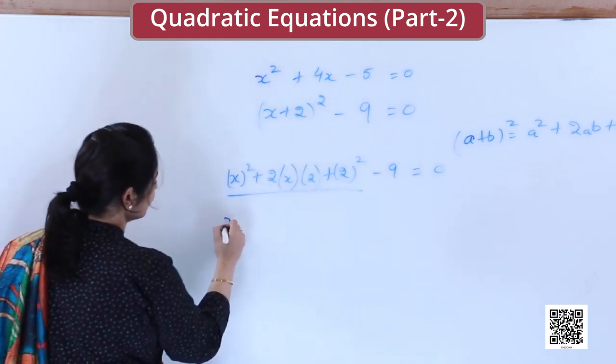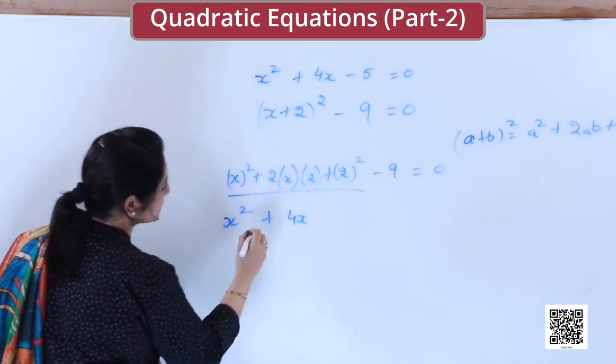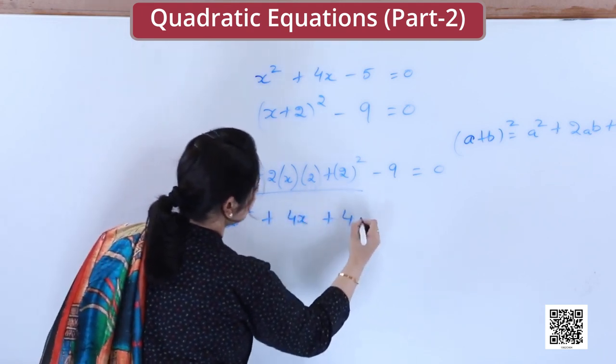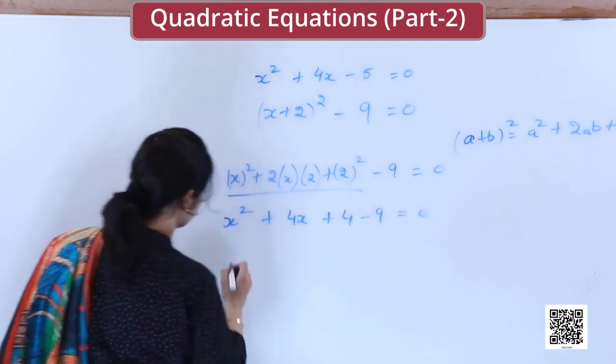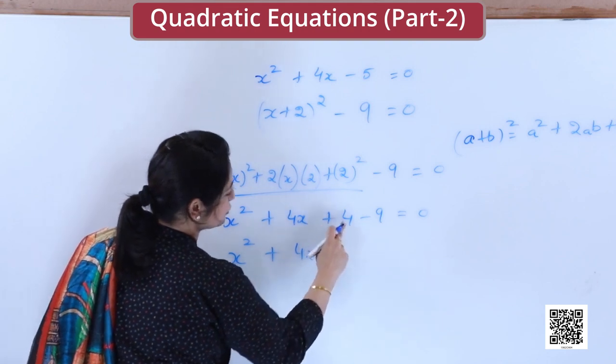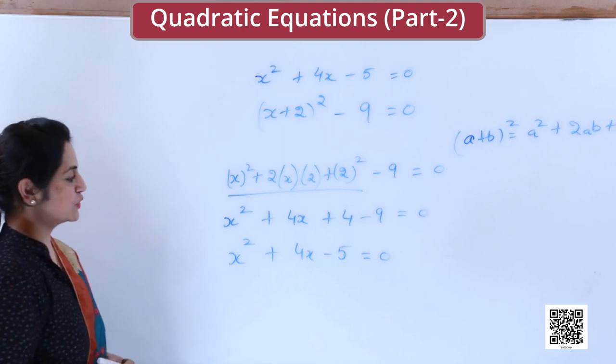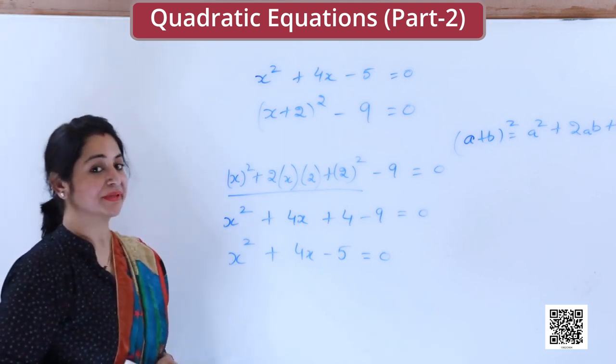So solving this, x square plus 2 2s are 4, here we will have 4x plus 2 2s are 4 again, and minus 9 equals to 0. So we can write it like x square plus 4x plus 4 minus 9, that will give us minus 5 equals to 0. So see, did you see something?